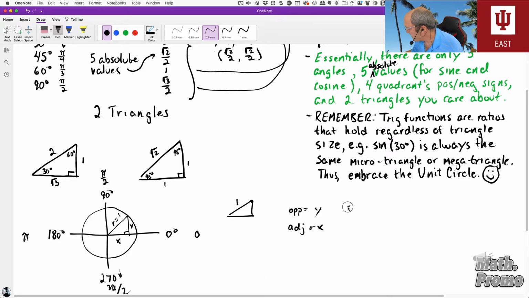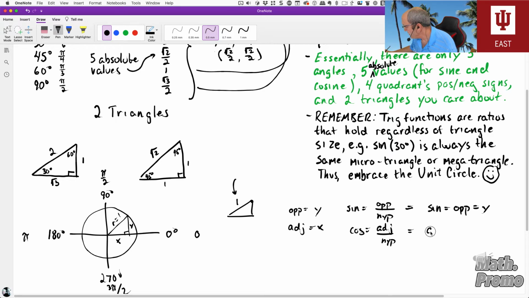And we know that sine equals opposite over hypotenuse, and cosine equals adjacent over hypotenuse, right? But what do we say that the radius always is? The radius, the hypotenuse, is always 1. So when you're using the unit circle, sine equals opposite, which equals y. Cosine equals adjacent, which equals x.